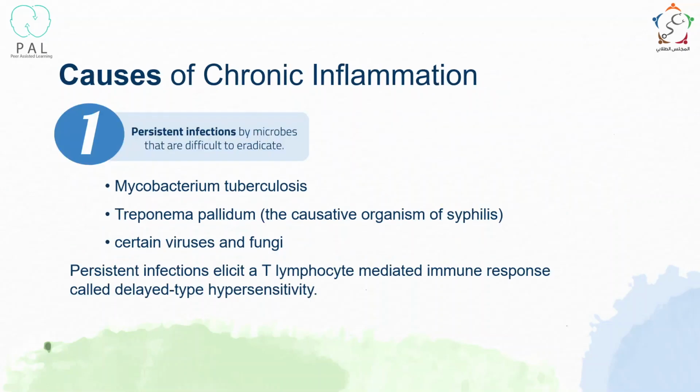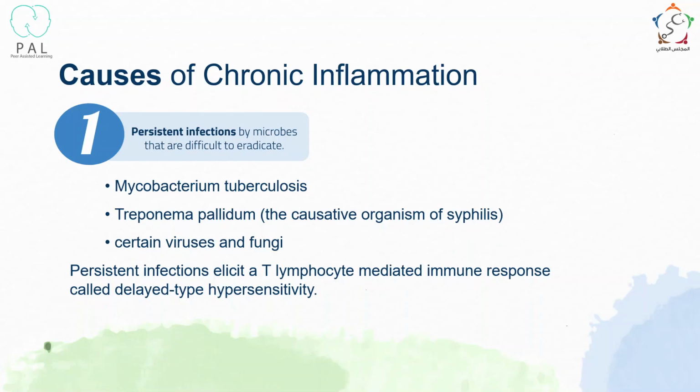So if we're going to go over the causes of chronic inflammation, there's a long reaction where destruction and repair occur, where inflammation and destruction occur simultaneously. So what causes this type of inflammation? Now, there are multiple causes. One is persistent infections by microbes that are difficult to eradicate. A very important example is TB.